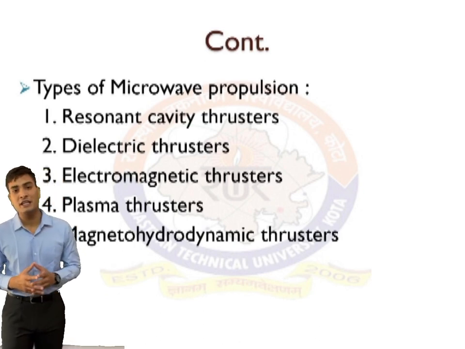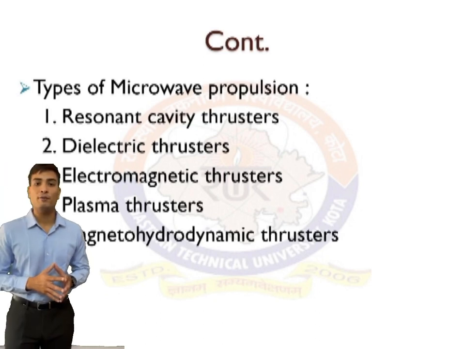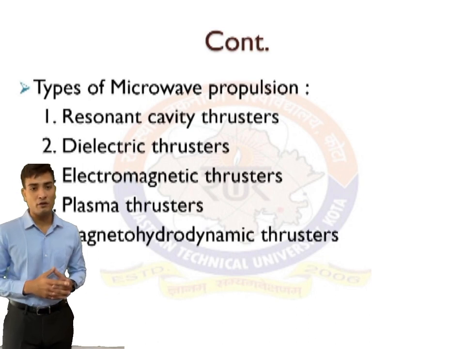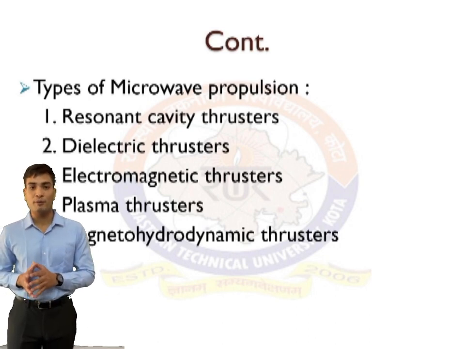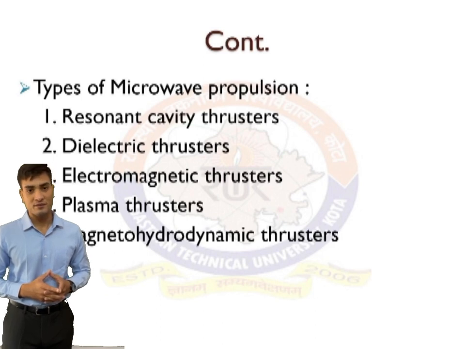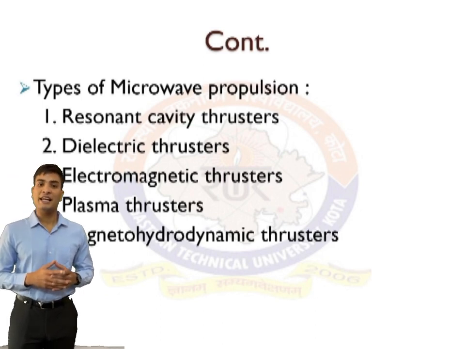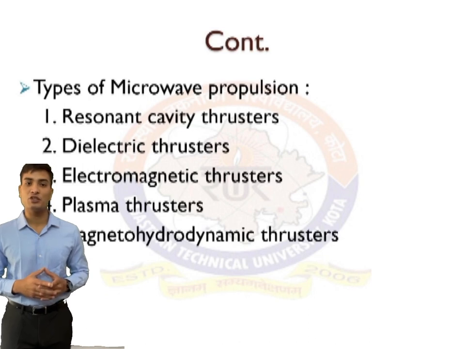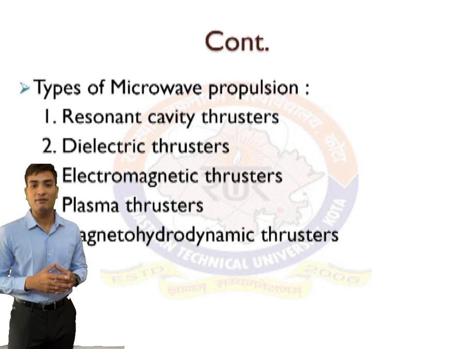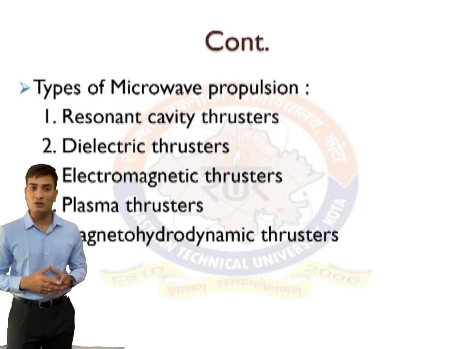Dielectric thrusters is the second way how the microwave propulsion system can work. These thrusters use a dielectric material to convert the microwave energy into the mechanical force by producing thrust. The cannon drive, developed by Guido Fetta in 2001, is an example of this thruster. The third is electromagnetic thrusters. These thrusters use electromagnetic waves to generate the thrust by inducing the current in the conducting surface. An example of this type of thruster is EM drive, developed by Roger Shawyer in 2001.